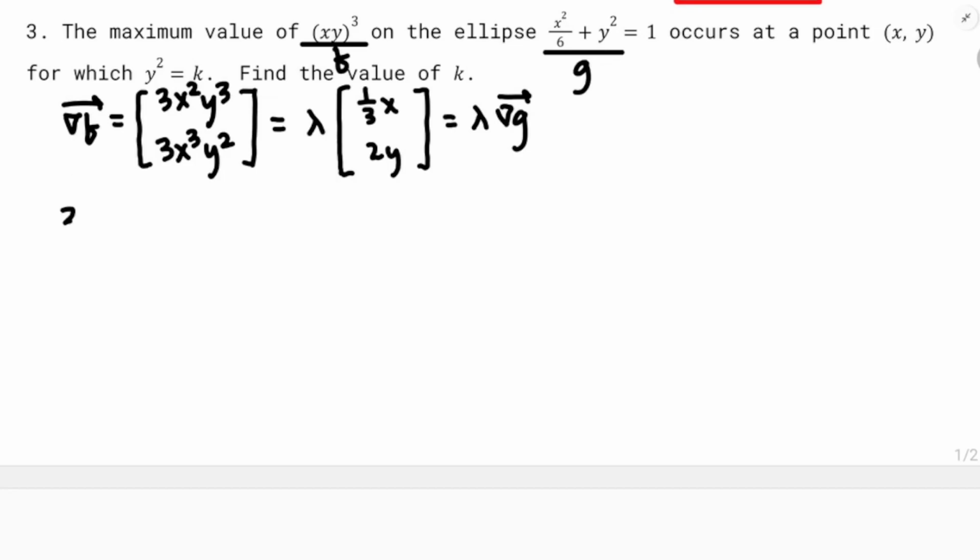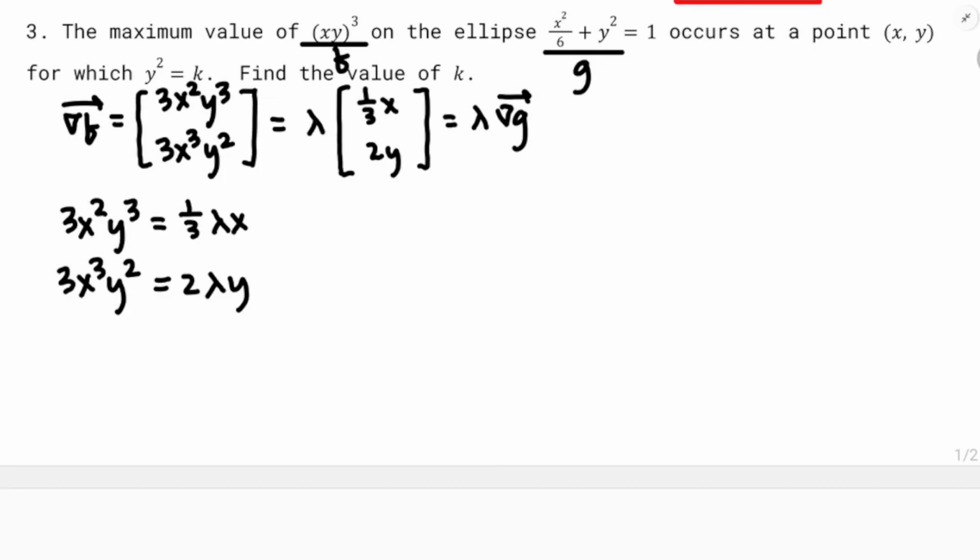I'm going to have 3x squared y to the 3 equals 1/3 of lambda x. All right, and then I'm going to also have 3x to the 3, y to the 2 equaling 2 lambda y. All right, now I think what I'm going to do on both of these is just solve for lambda.